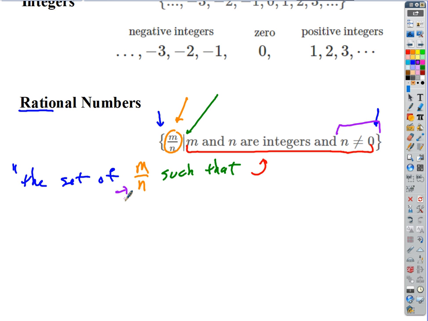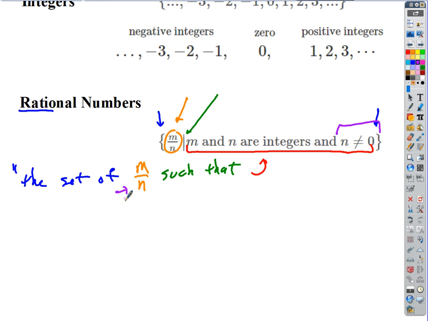What can't you take a square root of? A negative number. Yeah, you take a square root, what's the square root of 4? 2. Square root of 0 is 0. Square root of 1 is 1. Square root of 100 is 10, right? What's the square root of negative 4? Got a problem, right?